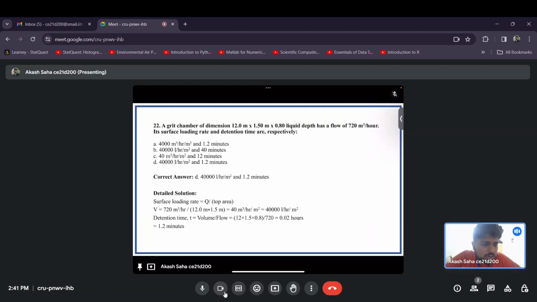So just by solving half of the problem, you cannot select the correct answer because it also depends upon my detention time. We have to be careful and we should not go for the correct option just by solving half of the problem. It can mislead us. So it's better to solve the whole problem and then look for the correct option. Okay, so now the next question.